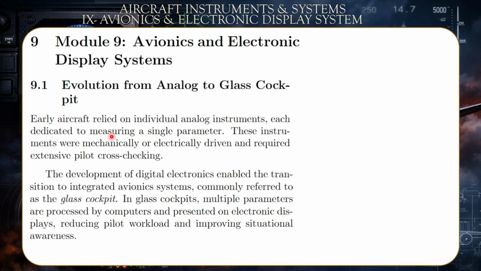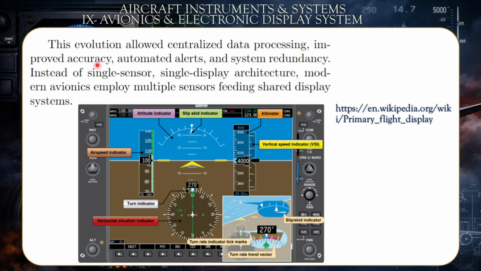Another note here is most instruments used to, during the early stages of flying throughout history, for smaller aircraft, be mostly mechanical. Okay, the electronic and electrical systems were gradually introduced afterwards. This evolution allowed centralized data processing, improved accuracy, automated alerts, and system redundancy instead of single sensor, single display architecture. Okay? Modern avionics employ multiple sensors feeding shared display systems.